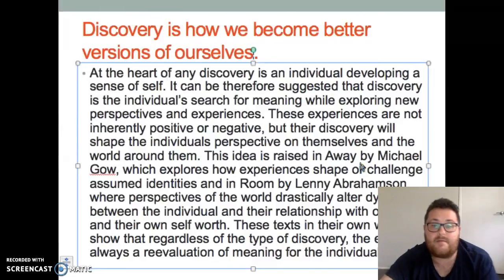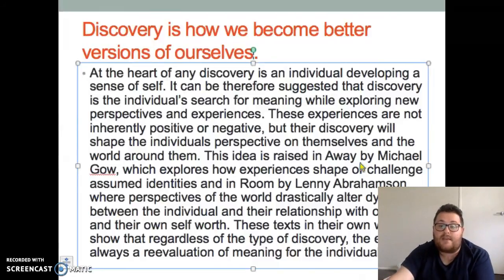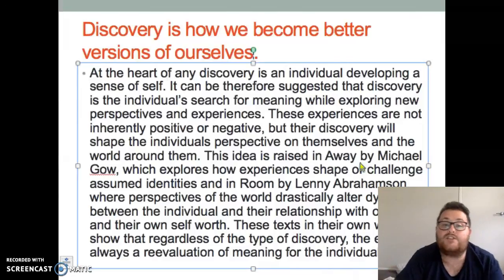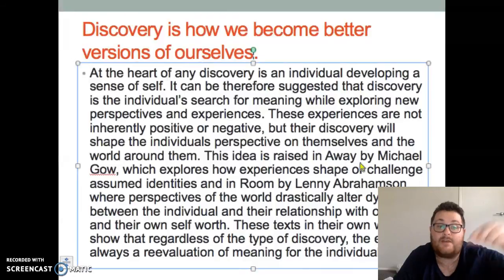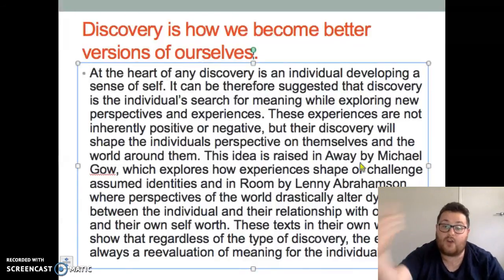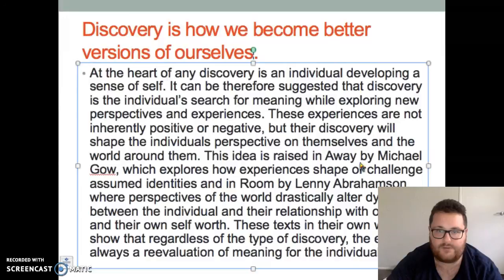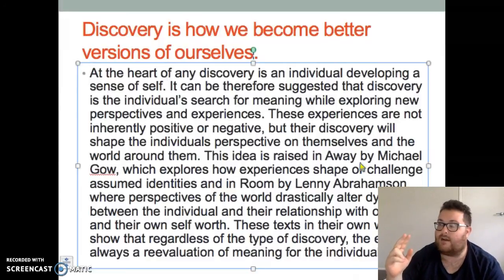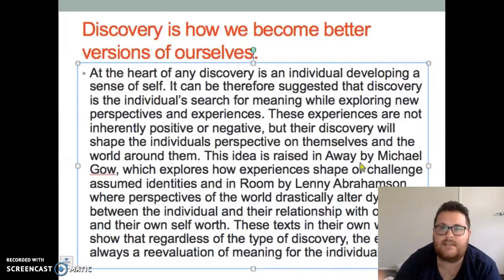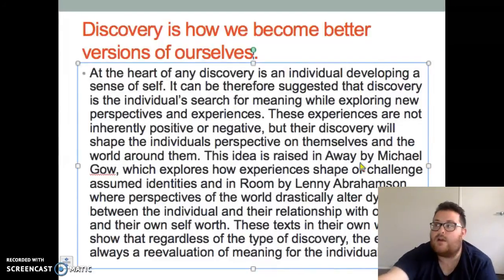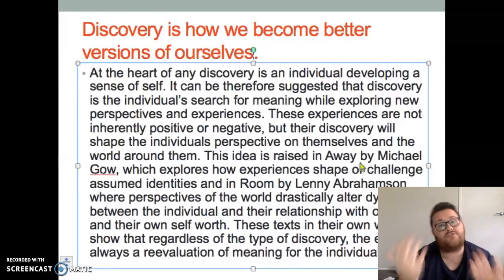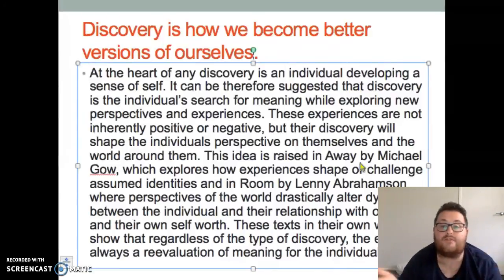This idea is raised in A Way by Michael Gow, which explores how experiences shape or challenge assumed identities. So that's what I'm talking about. When I'm talking about A Way, I'm talking about experiences shaping or challenging assumed identities. I'm talking about Coral finding out who she is after losing her son. I'm talking about Meg's family, and I'm talking about, what's her name, Gwen? I'm talking about Gwen and talking about how she has had to confront who she is as a result of the new information, the new experiences. Those are my key points, but I've summed it up into one sentence.